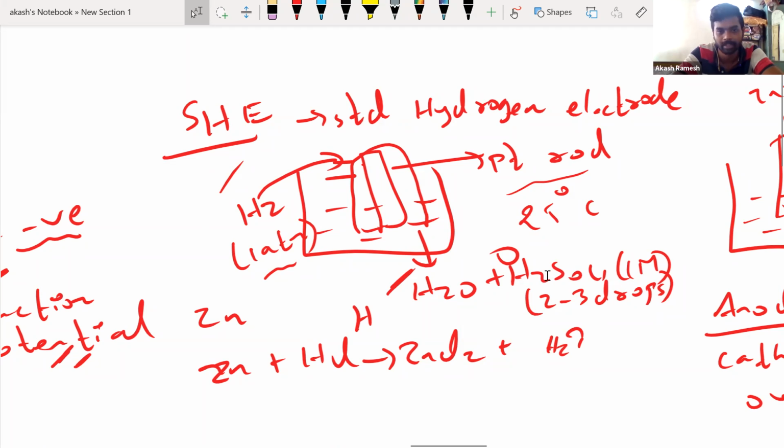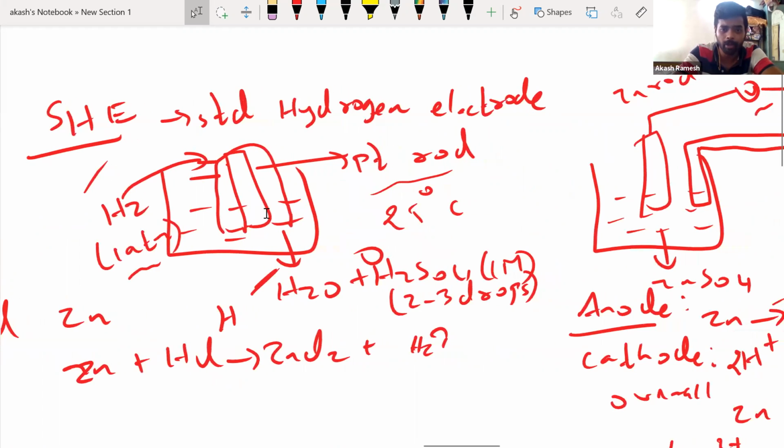Then you insert a platinum rod, the electrode, here. The electrolyte is H2O plus H2SO4. The electrode is my platinum rod. Then you cover it with a glass tube, and I'll have an opening here. In this opening, I will give H2. This is the setup, a very simple setup.